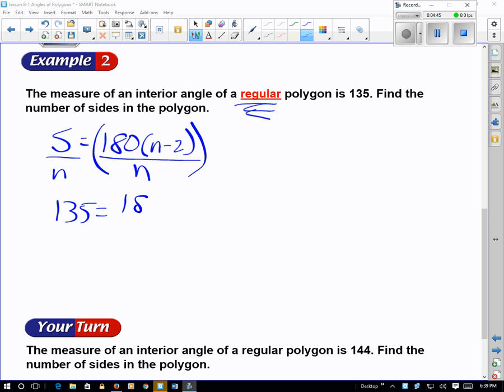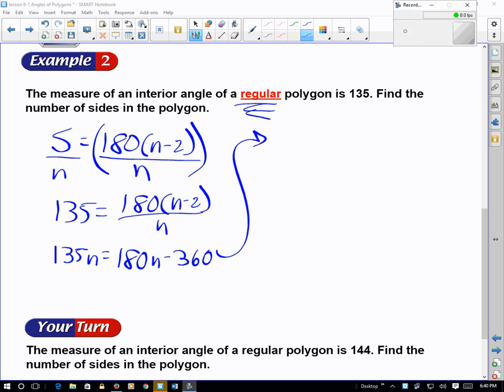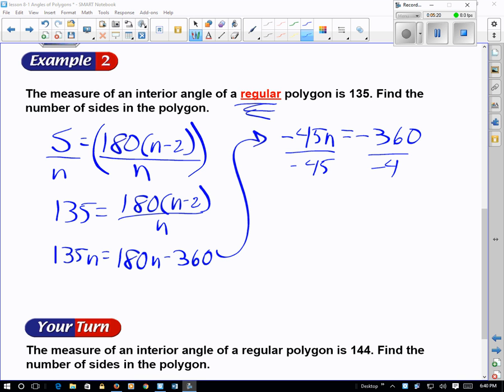So here we know that one angle has a measure of 135 degrees. And that has to equal the 180 times n minus 2 divided by n. And just doing our algebra, multiplying both sides by n, 135n equals, distributing the 180, 180n minus 360. That then leaves us with, if we subtract the 180n from each side, negative 45n equals negative 360, and dividing by the negative 45, n equals 8. So we now know that this polygon would have 8 sides.